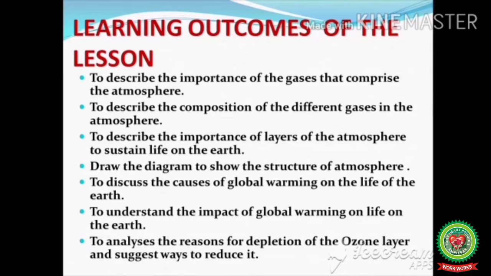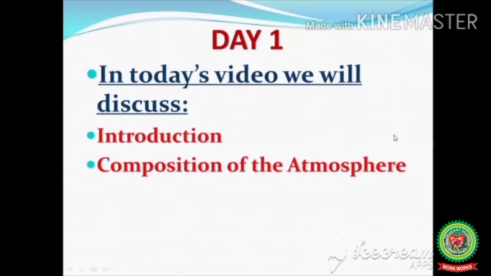Let's discuss the learning outcomes of the lesson. To describe the importance of gases that comprise the atmosphere, to describe the composition of different gases in the atmosphere, to describe the importance of layers of the atmosphere to sustain life on the earth, draw the diagram to show the structure of atmosphere, to discuss the causes of global warming on the life of the earth, to understand the impact of global warming on the life of the earth, to analyze the reasons of depletion of ozone layer and suggest the ways to reduce it.